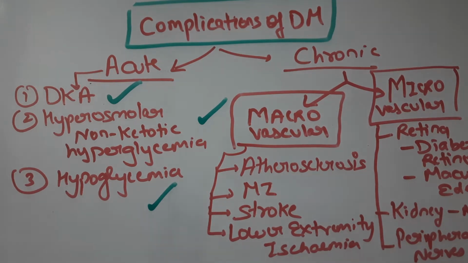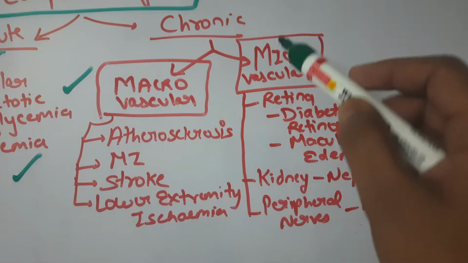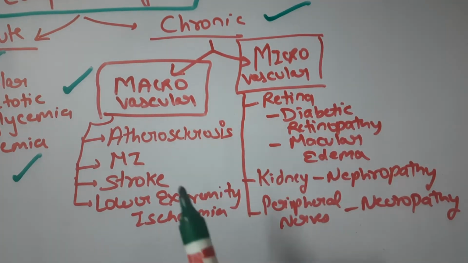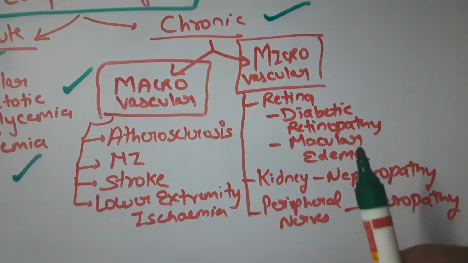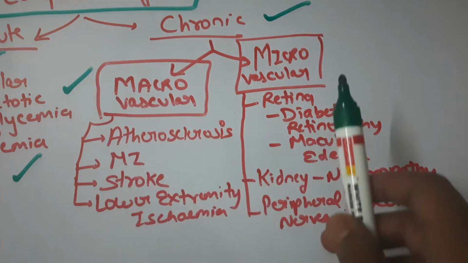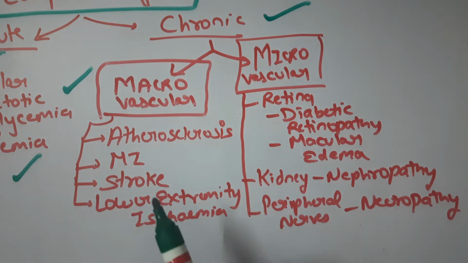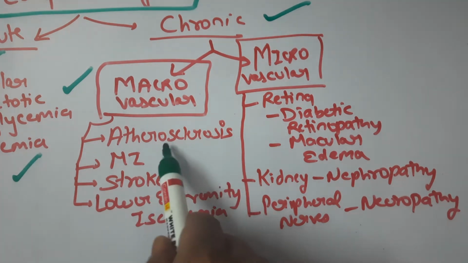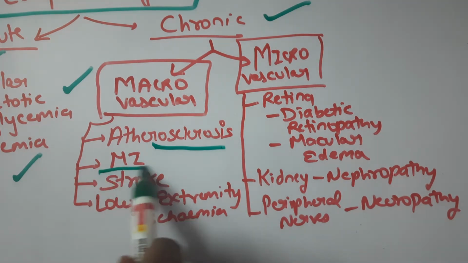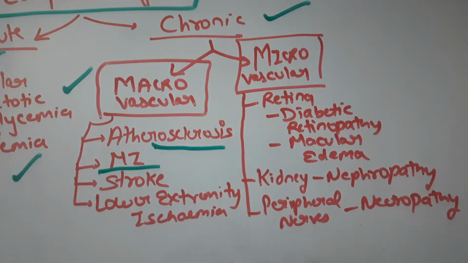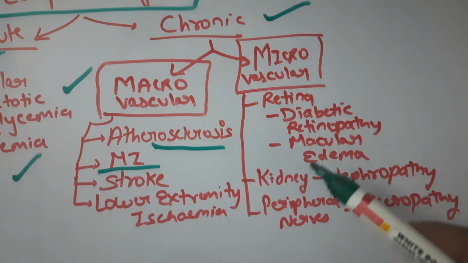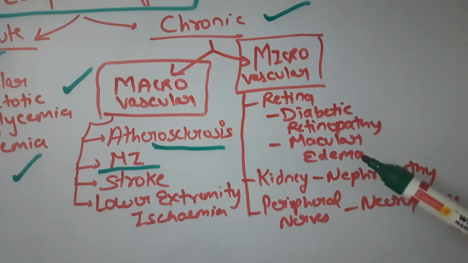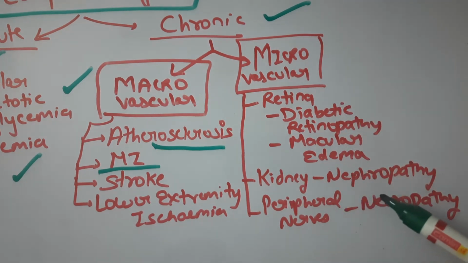In chronic complications, there could be macrovascular diseases or microvascular diseases. Okay, diseases of big vessels and small vessels. In macrovascular, the complications could be accelerated atherosclerosis among diabetics, increased risk for MI, stroke, or lower extremities ischemia. In microvascular diseases, it could be in the retina, diabetic retinopathy or macular edema. In the kidney, it could be nephropathy. In peripheral nerves, it could be neuropathy. So these are the acute and chronic complications of diabetes mellitus.